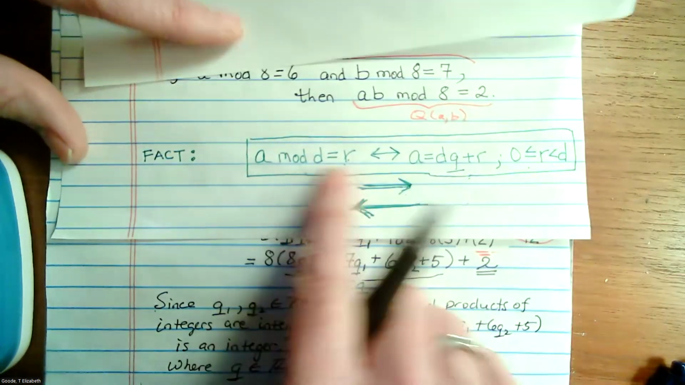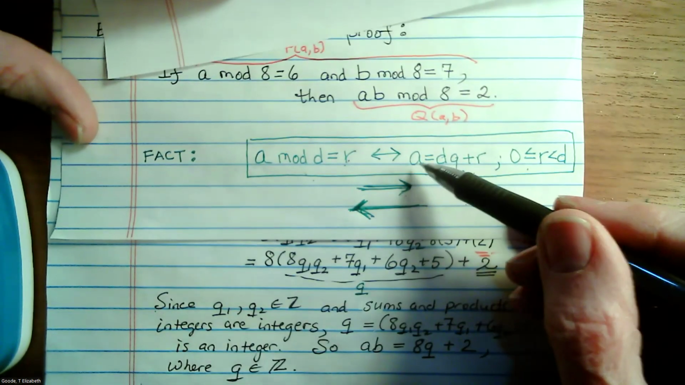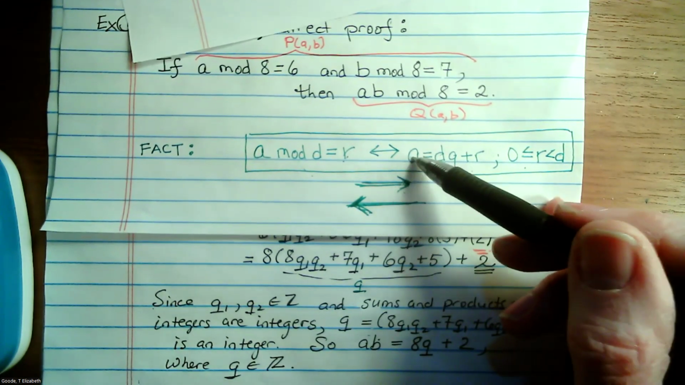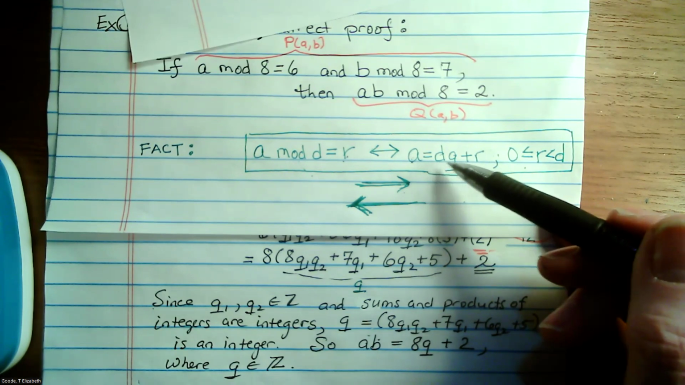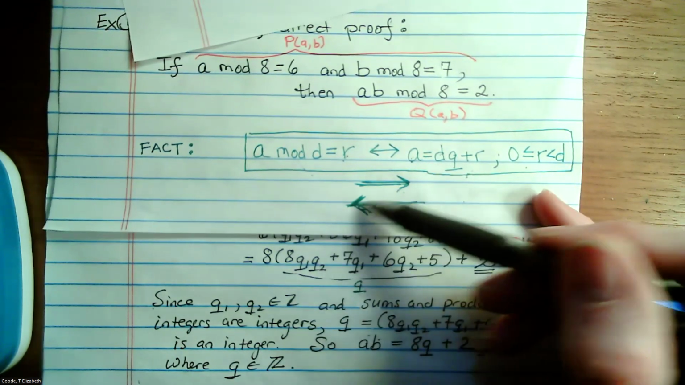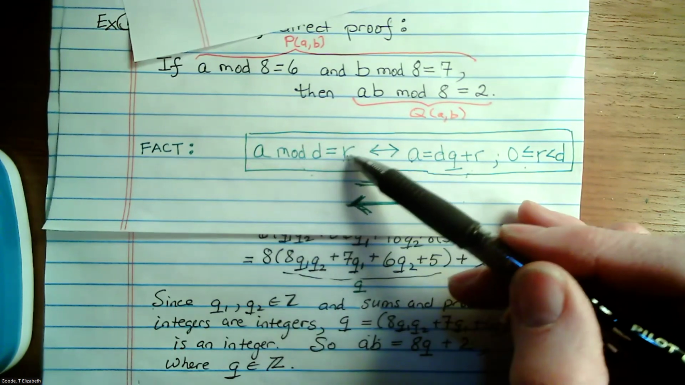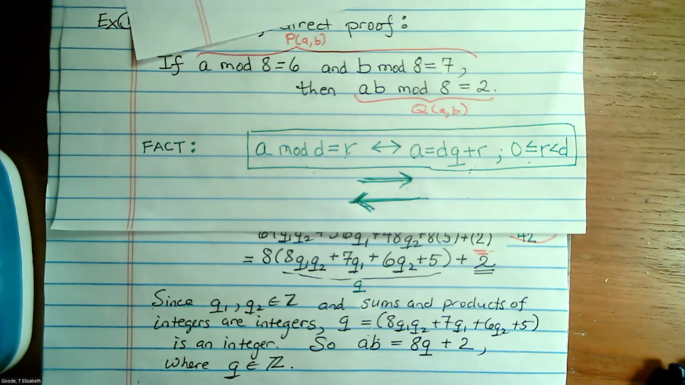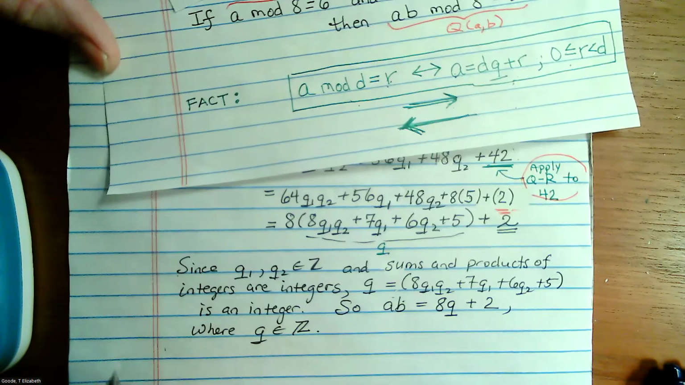Now we've got that AB equals 8Q plus 2. And now we can use the fact in this direction and say that's exactly what it means to say AB mod 8 equals 2.